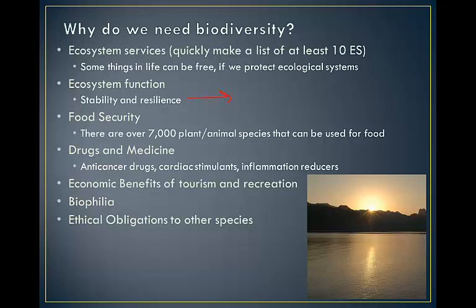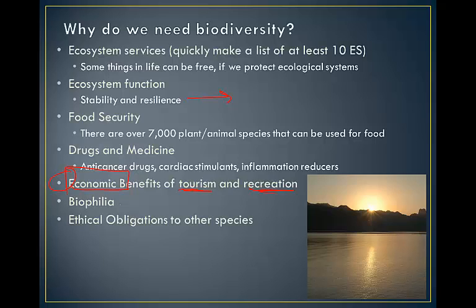Within the last 5 years, there have been new drugs found, most often in areas of high biodiversity like the rainforest. We have found anti-cancer drugs, cardiac stimulants, and inflammation reducers in newly discovered species just within the last 5 to 10 years. If we lose biodiversity, we lose the economic benefits of ecotourism and recreation. So you're losing economically. There's a great example you can use on a test. So here we have social impacts, we have economic impacts, we have political impacts.